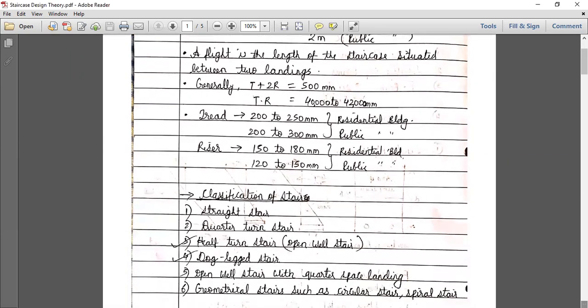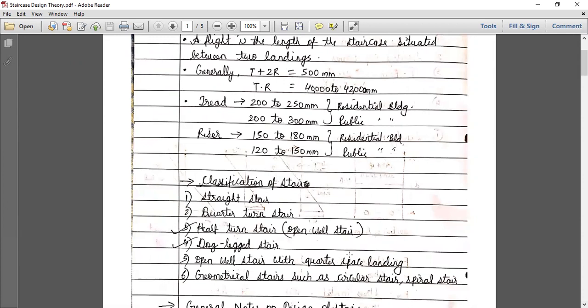So we know these are the various types of staircase. First one is straight stair, then you have quarter turn stair, and then half turn stair, which is also called open well stair. Then you have dog leg stair, then open well with quarter space landing, then geometrical stairs such as circular, spiral, etc. So these are the various types, or the classification, of staircase.